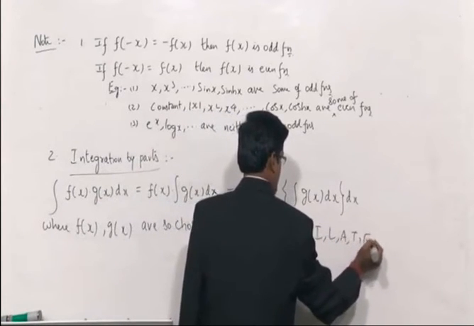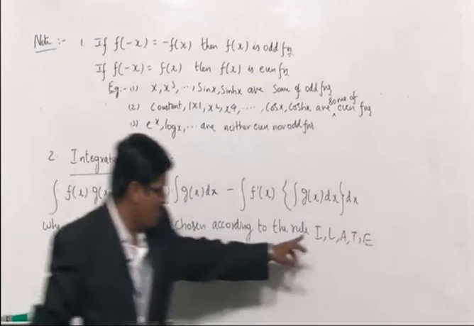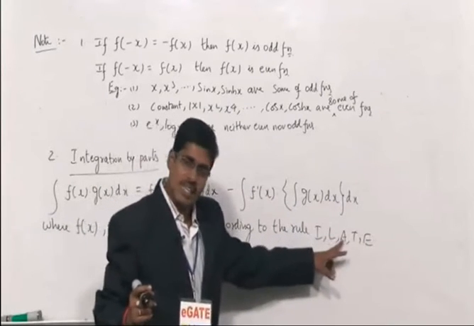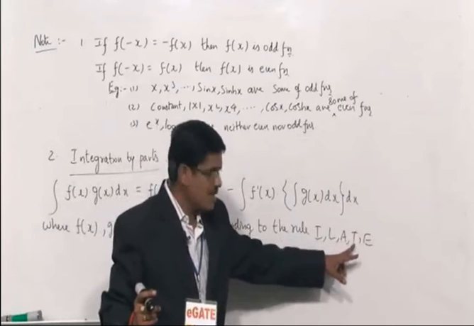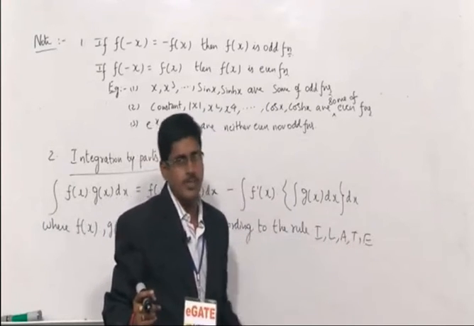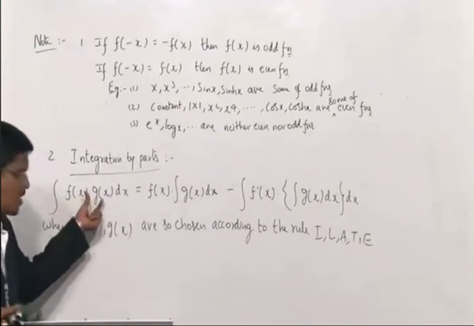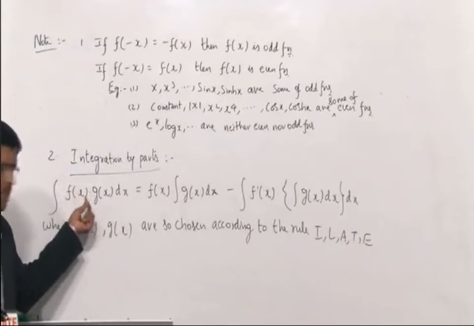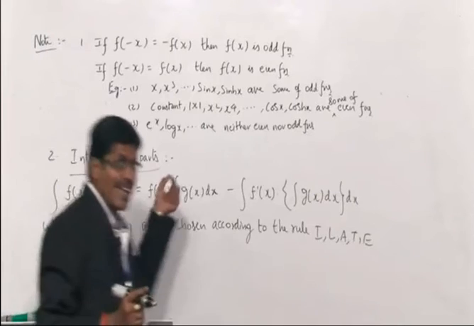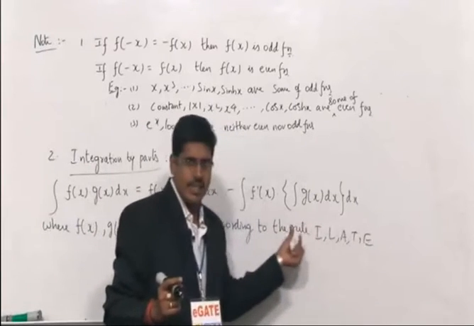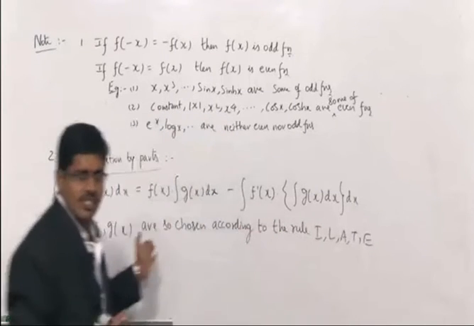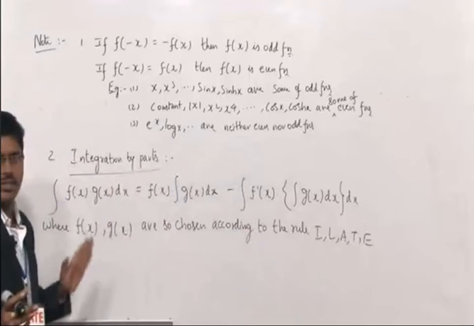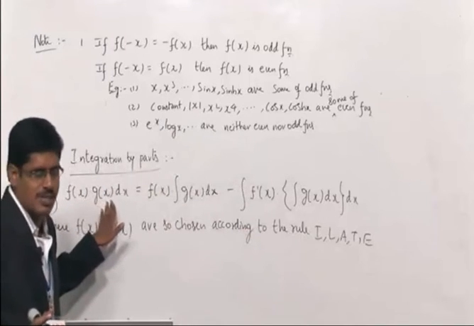ILATE. I stands for inverse function, L stands for logarithm function, A stands for algebraic polynomial terms, T stands for trigonometric terms, E stands for exponential terms. So in the given integration problem, if the two terms are in product, then for each x term you compare these letters. Which comes first, that is called the first function, which comes next, that is called the g of x function.